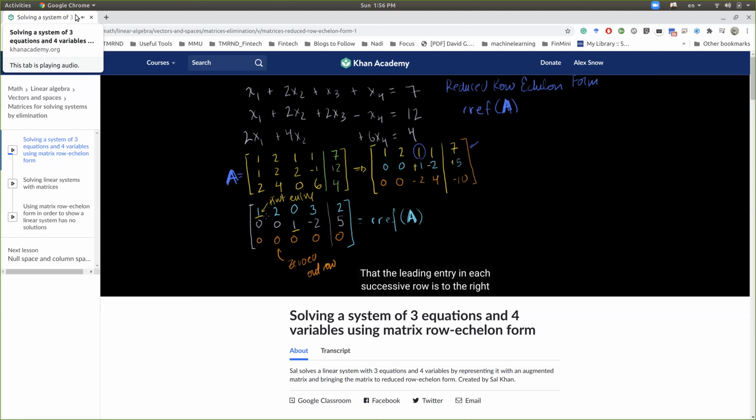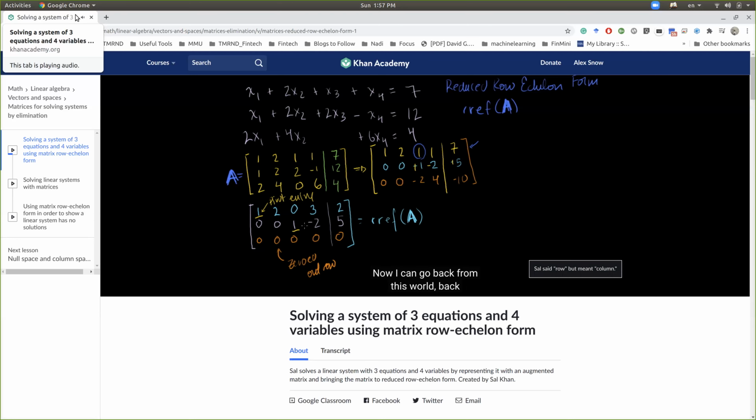But the leading entry in each successive row is to the right of the leading entry of the row before it. Right? This guy right here is to the right of that guy. This is just the style, the convention of reduced row echelon form. And if you have any zeroed out rows, it's in the last row. And then finally, of course, and I think I've said this multiple times, this is the only non-zero entry in the row.